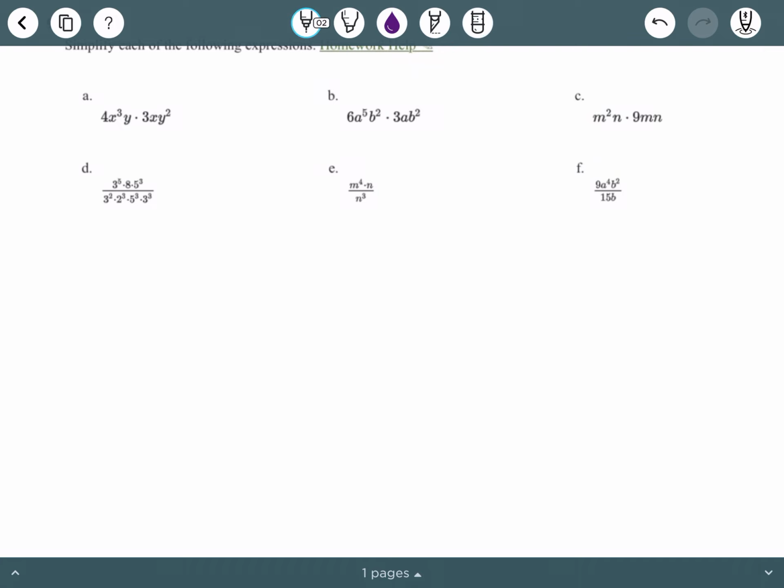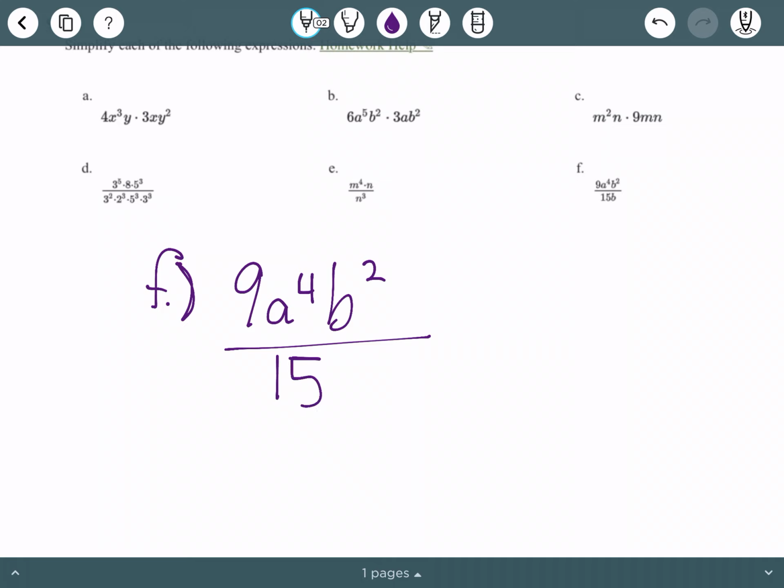And part F gives me 9a to the 4th, b to the 2nd, over 15b. Now remember that b doesn't have an exponent, so I'm going to write a 1 in.